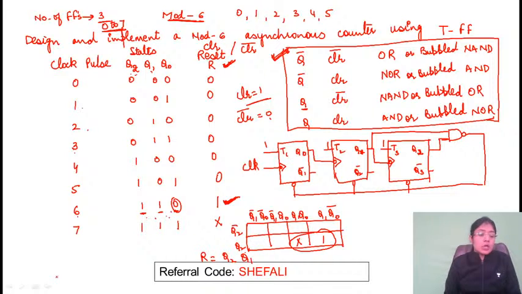See, no question has come on designing, but I have covered all the concepts of counters. So on the basis of this, the question can be which gate will be used and what will be the inputs for that particular gate. They can ask a question on the basis of the inputs. They'll say that a NAND gate is used, because you can use NAND or you can also use a bubble. For that gate, what will be the inputs?